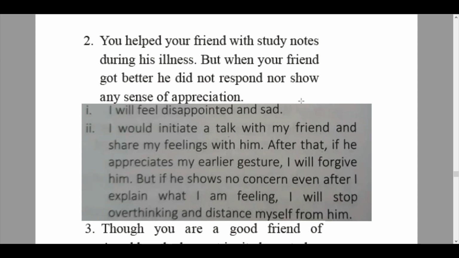Second is you helped your friend with study notes during his illness, but when your friend got better, he did not respond nor show any sense of appreciation. I will feel disappointed and sad. I would initiate a talk with my friend and share my feelings with him. After that, if he appreciates my earlier gesture, I will forgive him. But if he shows no concern even after I explain what I am feeling, I will stop overthinking and distance myself from him.